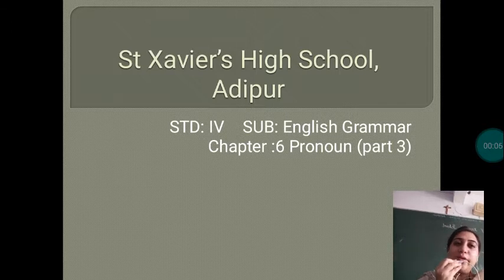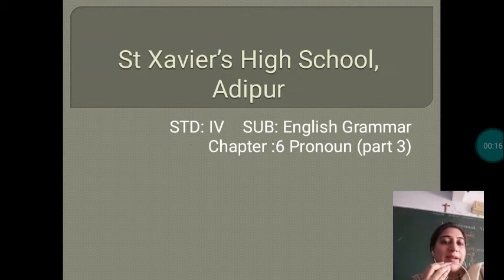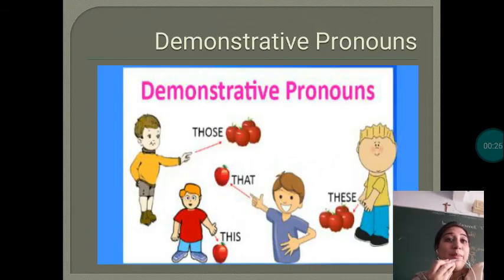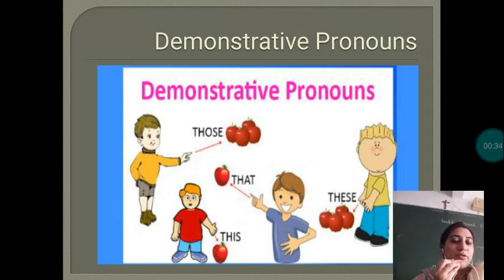As we are continuing with the pronouns, previously we have studied possessive pronouns and personal pronouns, which show possession and ownership. Today we are going to study the topic demonstrative pronoun. Starting with it, let's see one image and get a clear idea about demonstrative pronouns.